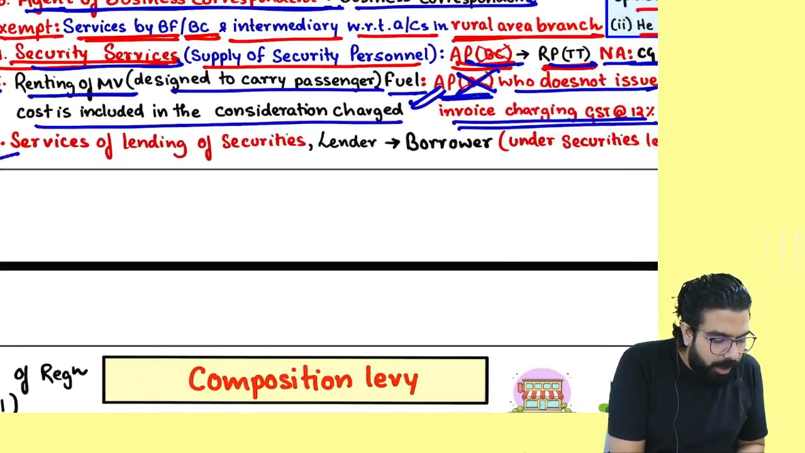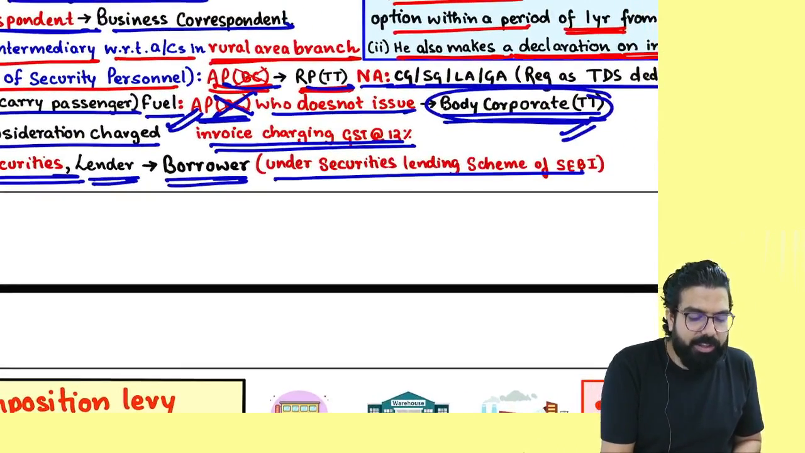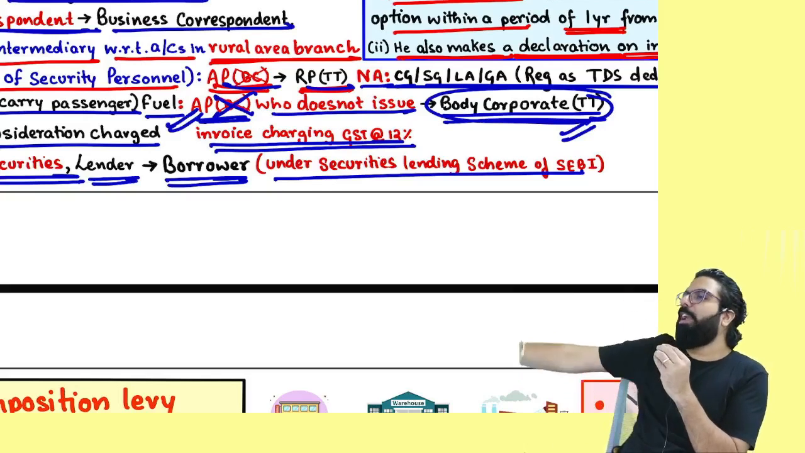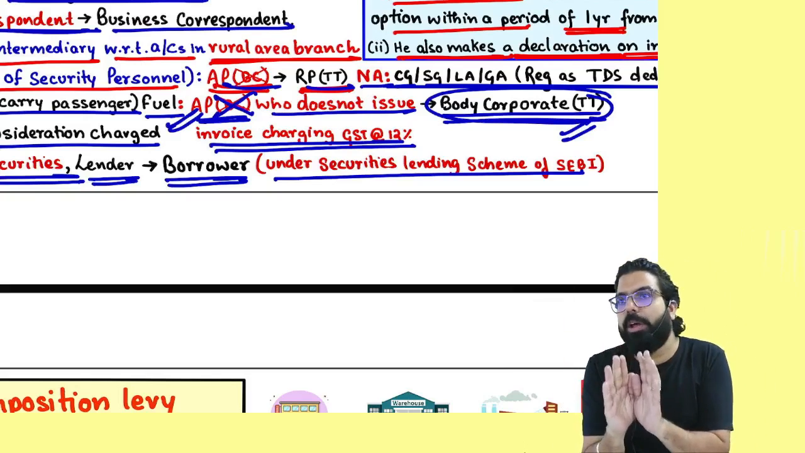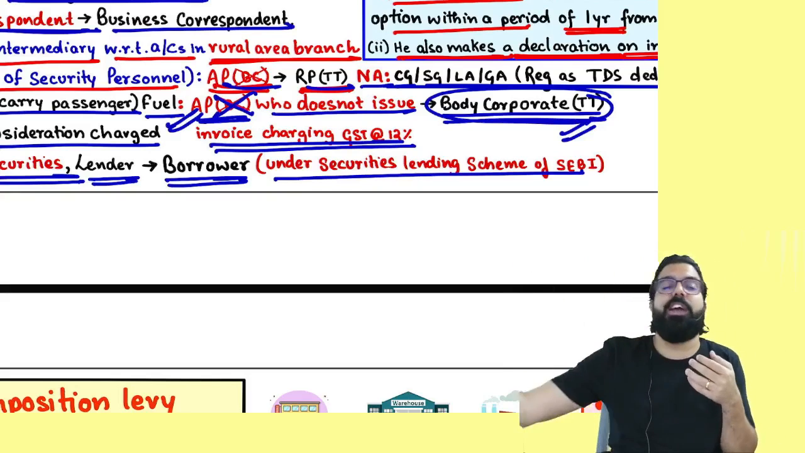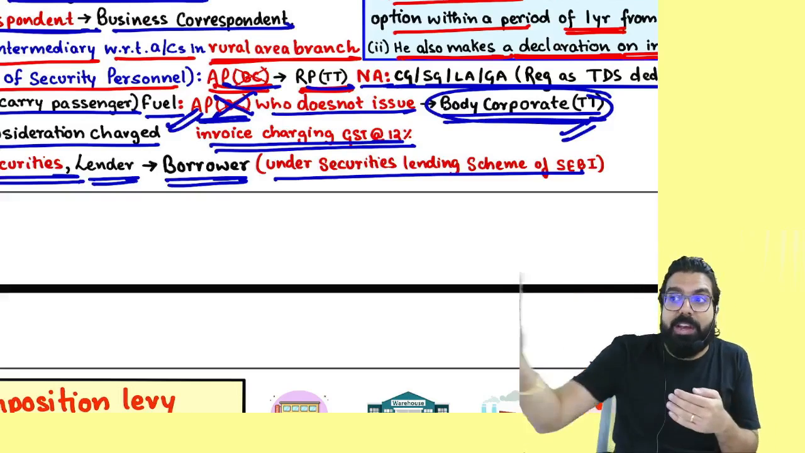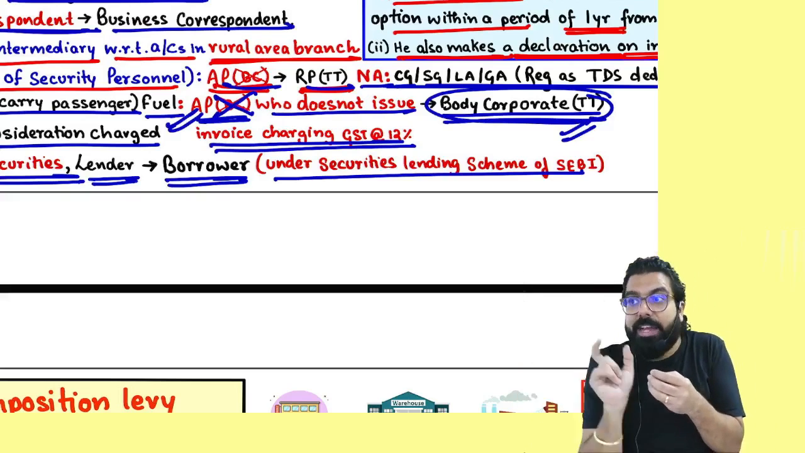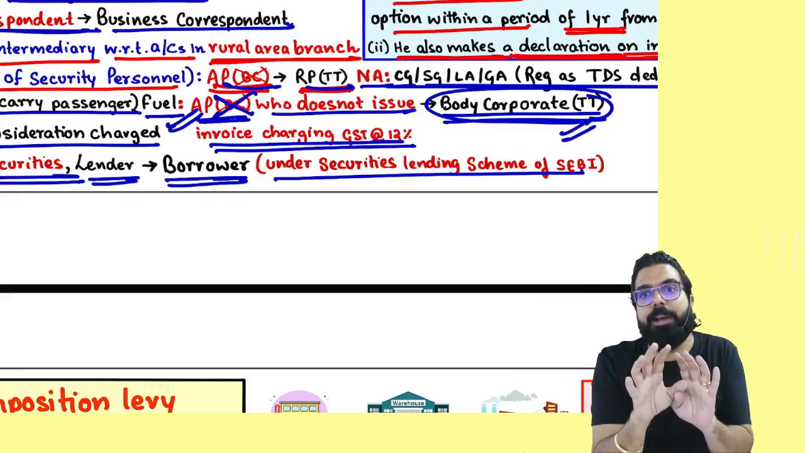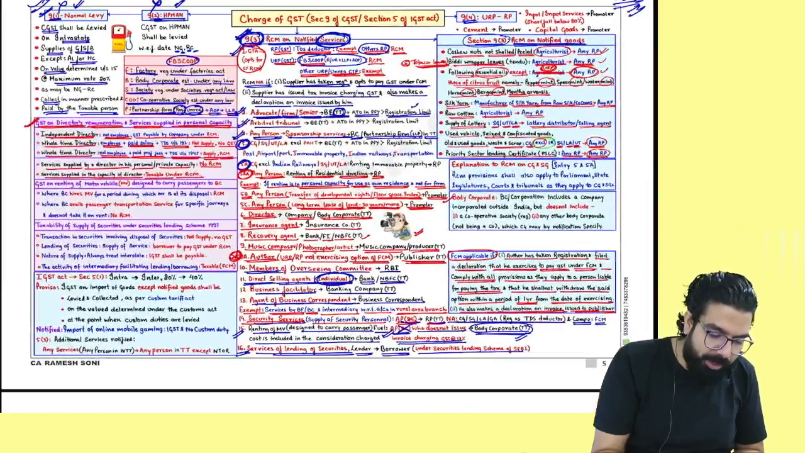Next. Services of lending of securities, whenever one lender gives to a borrower under the securities lending scheme. Supposing you lend me your securities and I tell you I'll pay you lending fees of 500 rupees. Me being the borrower, I should always pay GST under RCM. The lender is lending securities, shares, etc. Remember, there is no GST on selling of shares and securities. But if you lend to me and I pay you fees, GST will always come. Who will pay the GST, supplier or recipient? The recipient should pay the GST to the government under RCM. That is what is being told here.